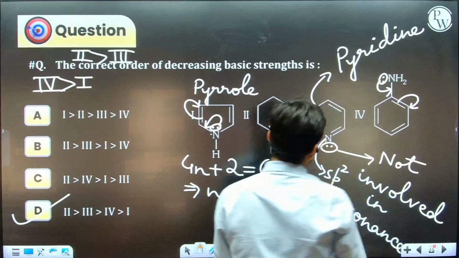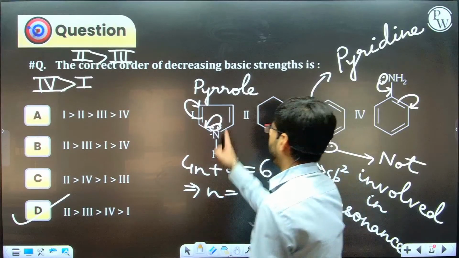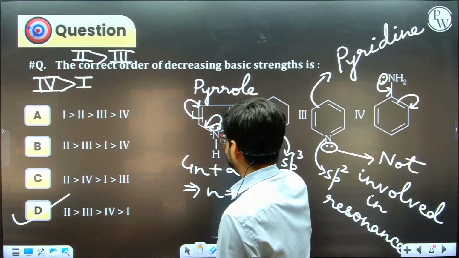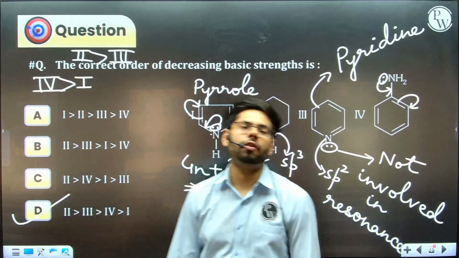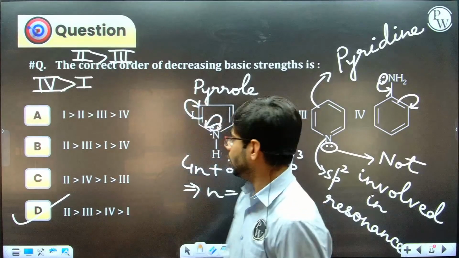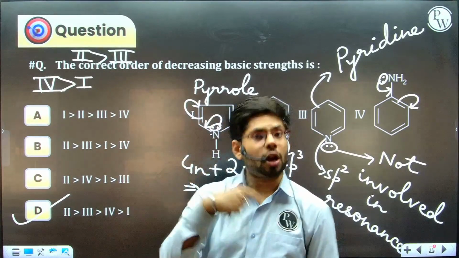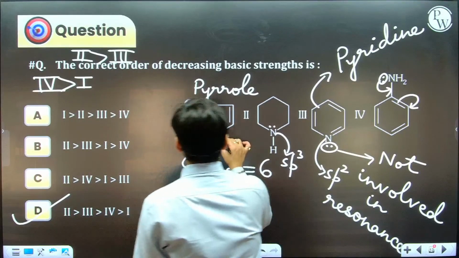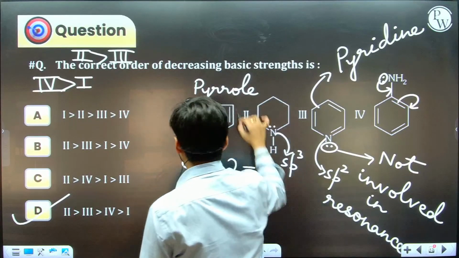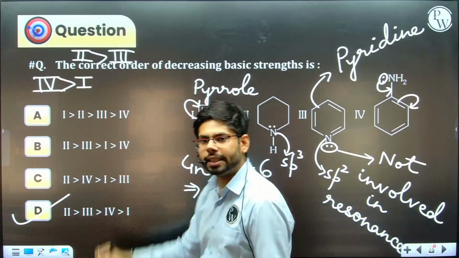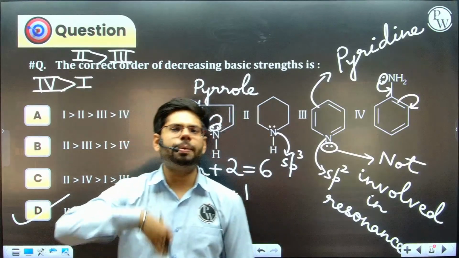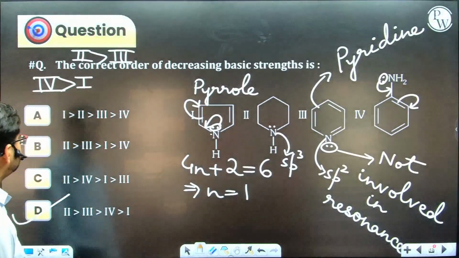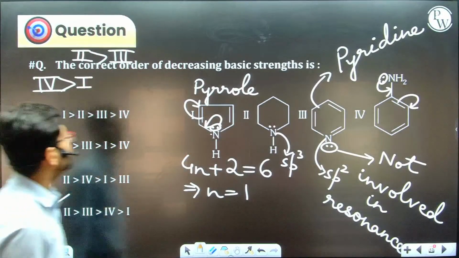Out of 1 and 4, 4 is more basic because 1 is highly aromatic. 1 is aromatic because in 1 the lone pair of nitrogen is involved in maintaining resonance. So the lone pair of nitrogen is a part of aromaticity, that is Huckel's rule, 4n plus 2 equal to 6. And so it is very much busy within the ring in maintaining the aromaticity, and hence it will not be donated very easily. So pyrrole is the weakest of all. Weakest means 1 is at the end. So option D is correct.